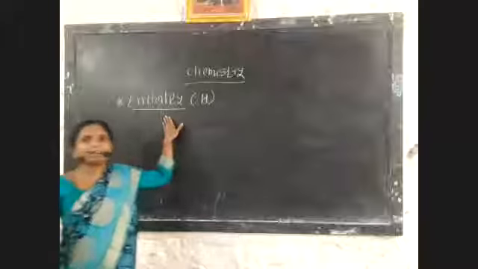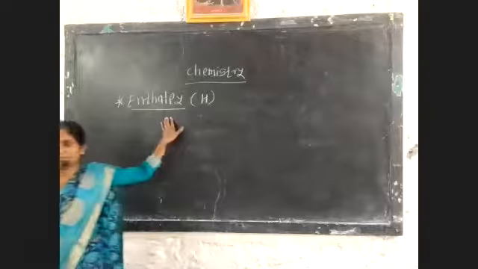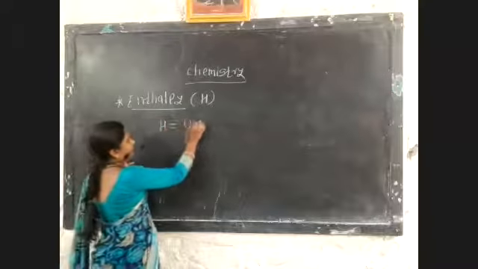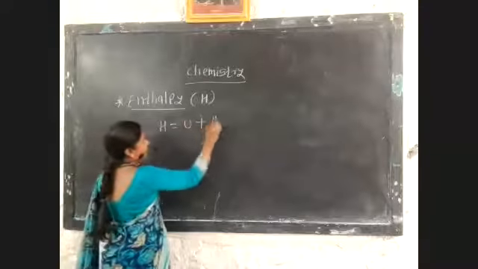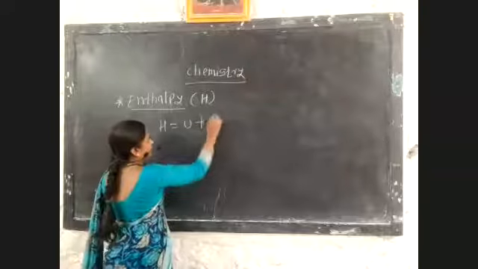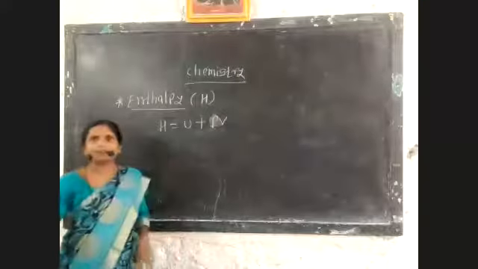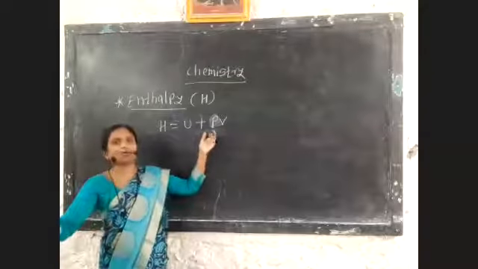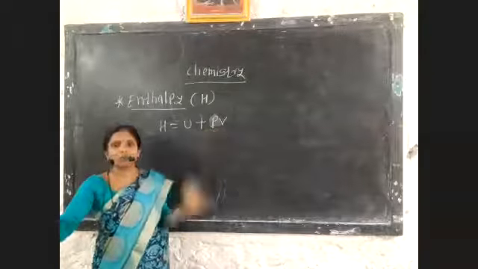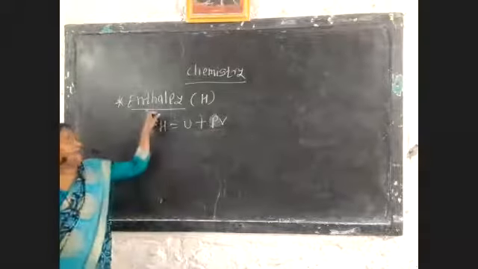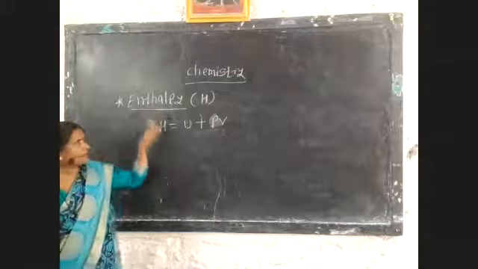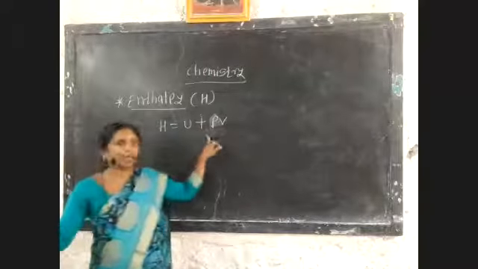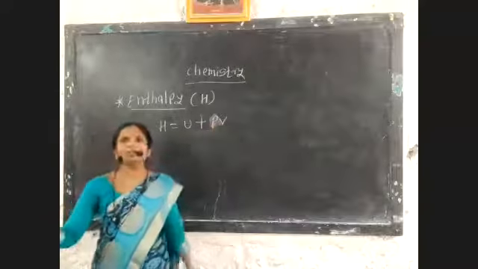That is, enthalpy is the sum of internal energy and pressure volume work. Energy which is equal to the equivalent energy of the pressure volume work, that is enthalpy. Enthalpy means it is the sum of internal energy and pressure volume work.